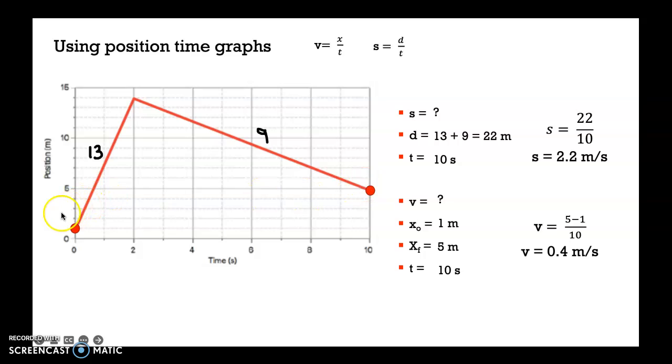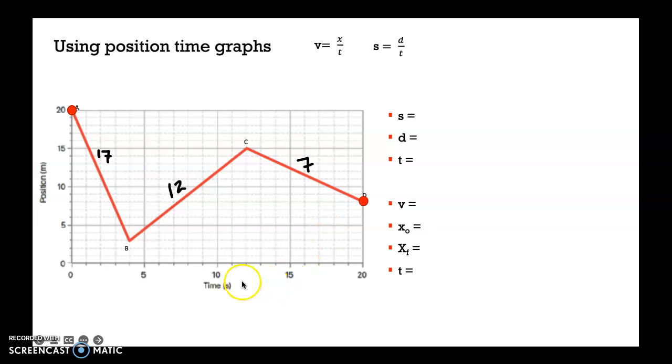My velocity, however, again, displacement is only focusing on how far away are you from your original starting position. It started at position 1 meter and it ended at position 5 meter over the course of that 10 seconds. So it's going to be 5 minus 1 divided by the 10 seconds. So the velocity is actually 0.4 meters per second.